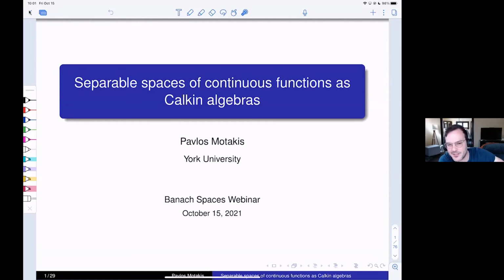Third thing, this topic of Calkin algebras is one I've worked on in the past. I have a couple of papers on this, but that was a few years ago, and I was reminded of it by some questions asked by Chris Phillips during Valentin Ferenczi's talk at the seminar back in April.